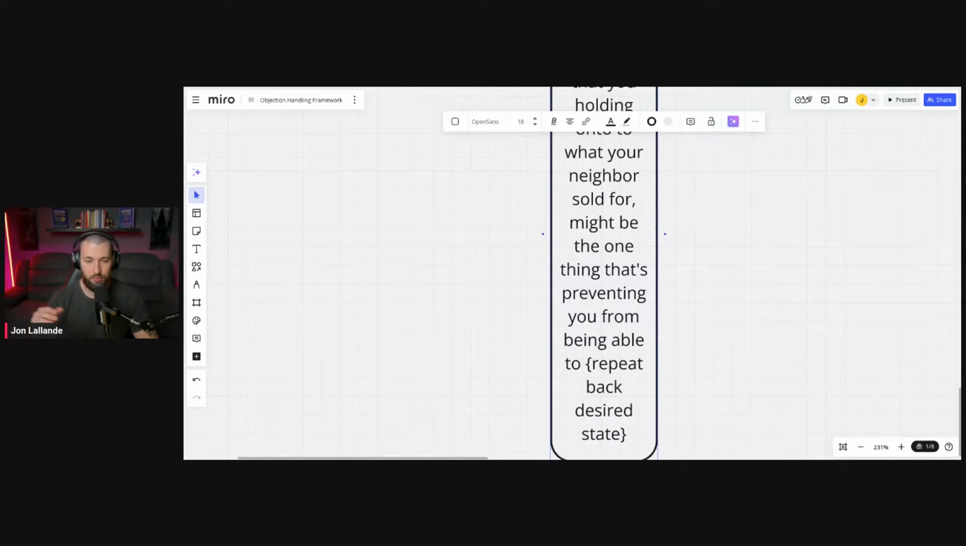So have you considered that you holding on to this is the one thing that's preventing you from being able to actually feel the confidence that you want, right? That's an example for weight loss. Now let's bring it back to real estate. Have you considered that you holding on to what your neighbor sold for might be the one thing that's actually preventing you from being able to enjoy the time with your kids that you're wanting, right?